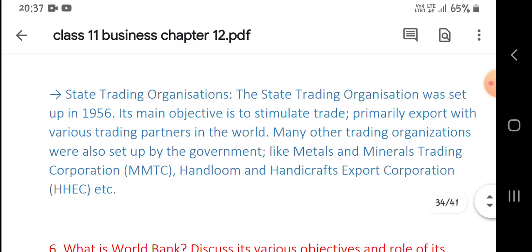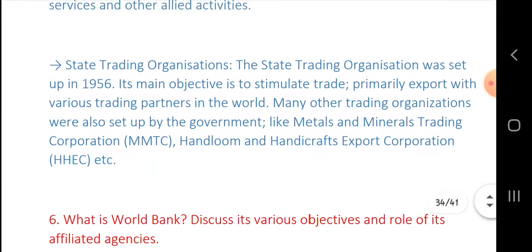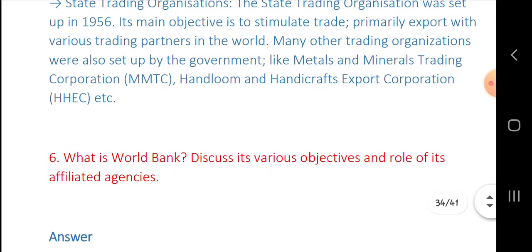The State Trading Organization was set up in 1956. Its main objective is to stimulate trade, primarily export, with the various trading partners in the world.